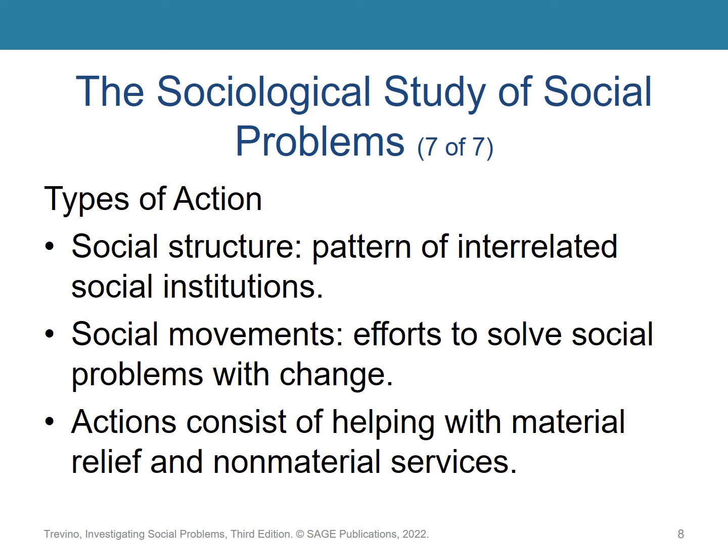And again, we have types of actions. You have social structure, which is a pattern of interrelated social institutions. Things are interrelated, meaning a change in one will provide a change in the next. Social movements are efforts to solve social problems with change, and actions consist of helping with material relief and non-material services.